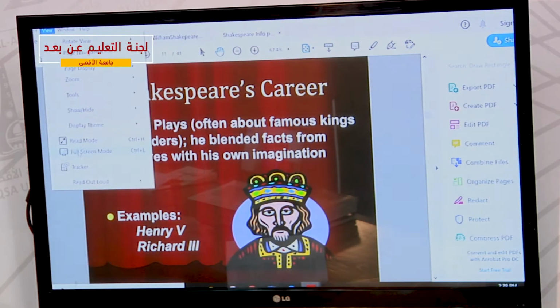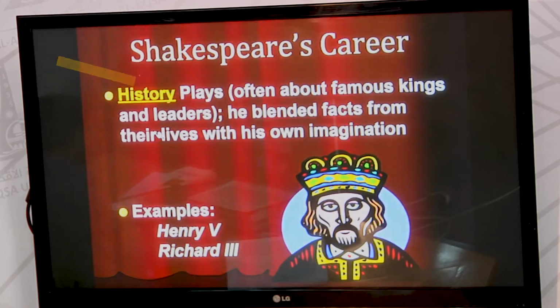Let me make full screen for you. Shakespeare's plays are divided into 3 types: history, comedy, and tragedy. Remember in the last session we talked about Hamlet, it's a tragedy, okay? Othello is a tragedy. Macbeth is a tragedy.